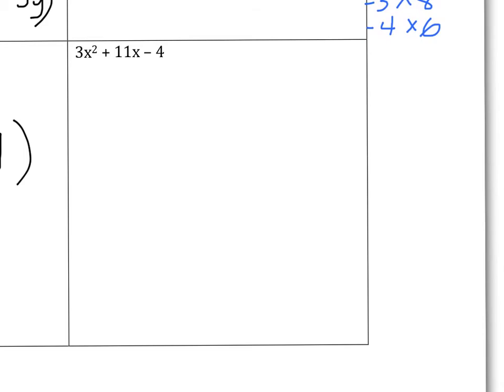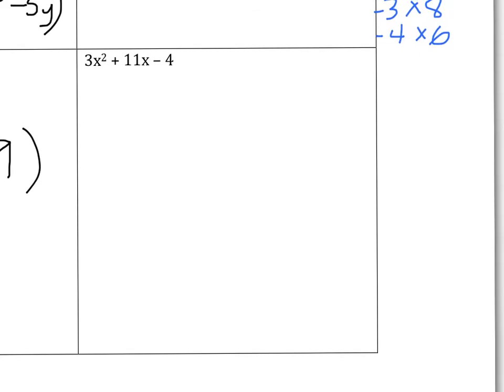Okay, and the last one on this page, 3x squared plus 11x minus 4. Okay, this is what we call a complex trinomial. A complex trinomial is complex not because it's difficult, but because there is a 3 or 2 or 5 or anything other than 1 x squared out front.